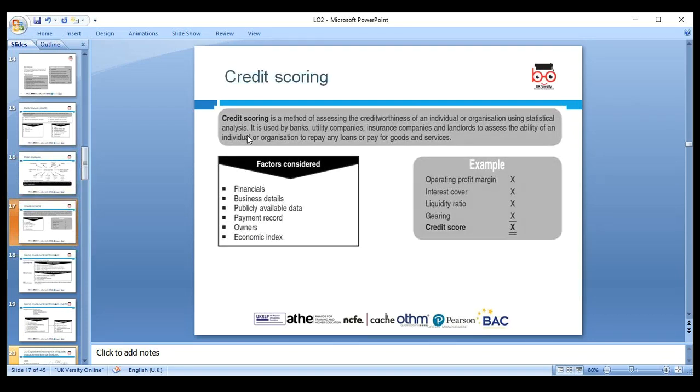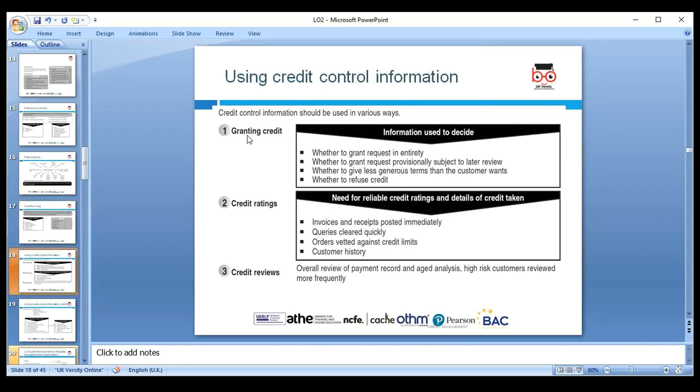Okay, credit scoring is the method of assessing the creditworthiness of an individual or an organization. It uses statistical analysis that is used by banks, utility companies, insurance companies and lenders to assess the ability of the individual or organization to repay any loans. So we can calculate these ratios, look at the credit scoring criteria for which we already set the benchmark, and if it's a match, then we can give the credit.